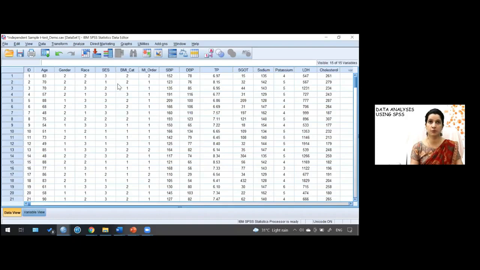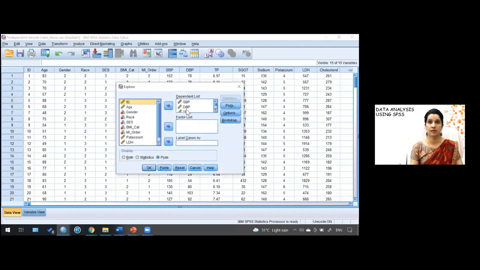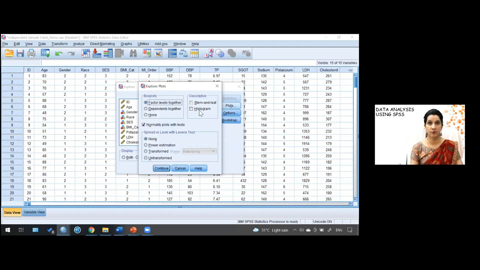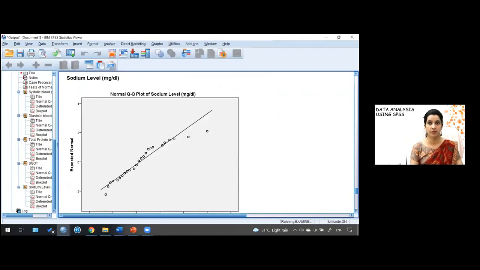The third assumption was to check for normality and any outlier. For that, I'll go to Analyze, Descriptive, Explore. Now I have to see this against a factor, and that factor is the MI order. So against this MI order, I have to see the normality. I'll click on Plots, press Continue, press OK, and then you can see here.